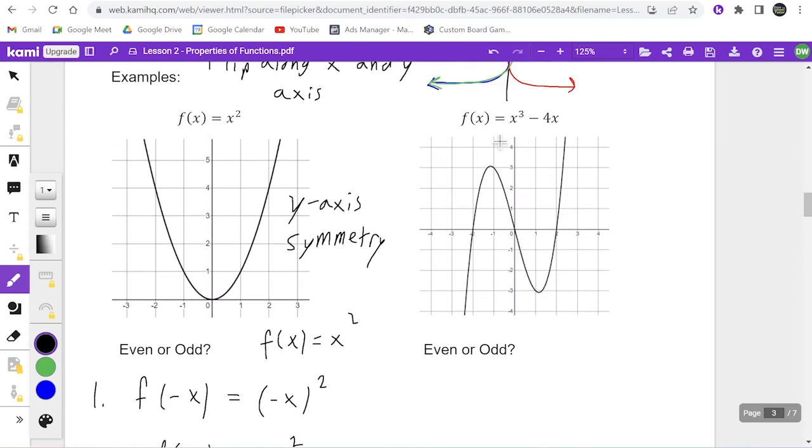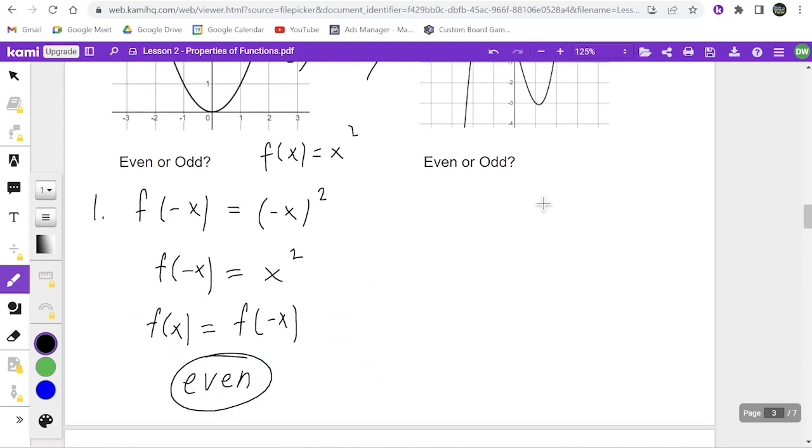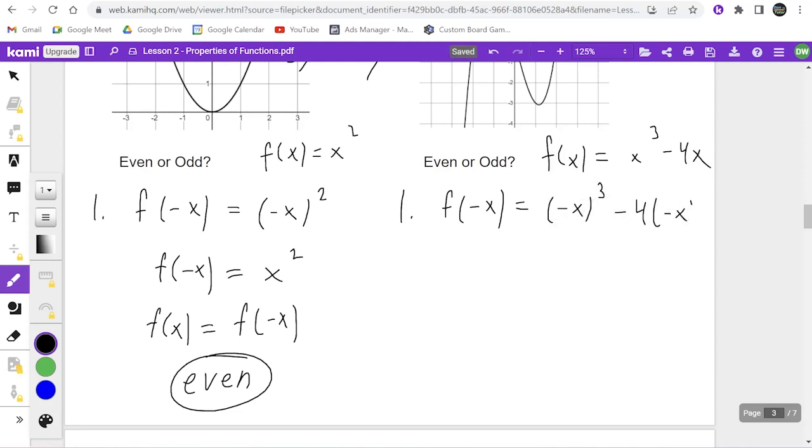Now for the next example, f of x equals x cubed minus 4x. So for this one, even or odd, again, I'm doing the same thing. Step one, f of negative x equals, and again, the original function was x cubed minus 4x. I got to replace every x with a negative x in parentheses, like this. See that, everyone? Negative x cubed minus 4 times negative x.